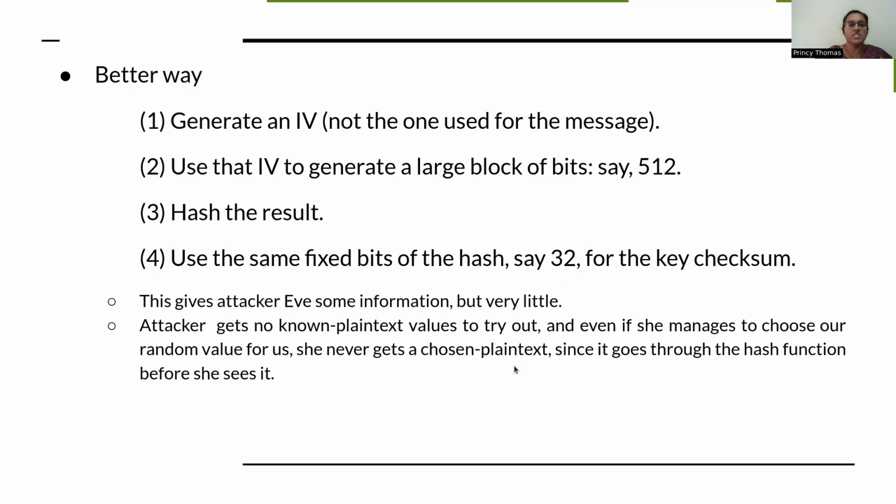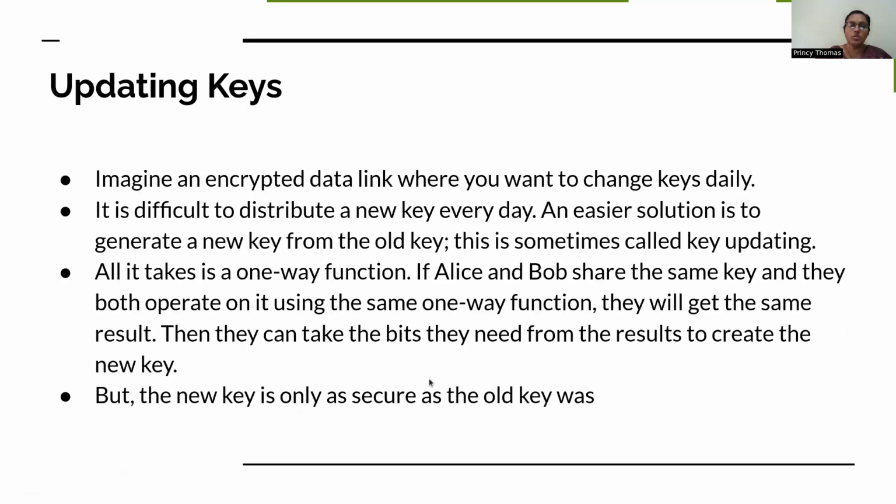because before she sees any of these things, the hash function is used before they see the actual values. Since the verification block itself is hashed, these attacks are not possible. The next thing is updating a key.